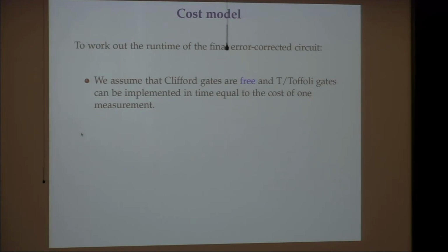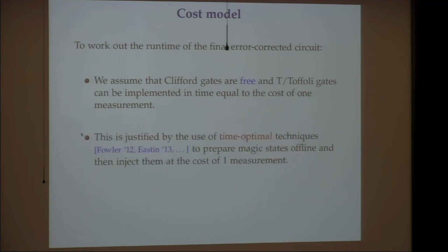Just one or two more things about how we finally calculate this runtime. We're going to assume that our quantum circuit is split up into Clifford gates and T or Toffoli gates, and that Clifford gates are free and that T and Toffoli gates can be implemented in the time it costs us to do one measurement. This is justifiable by the use of some techniques for time optimal quantum computation using the surface code, where we effectively prepare some quantum states offline, these magic states we already heard about earlier in David's talk, and inject these states into the circuit at the cost of one measurement.